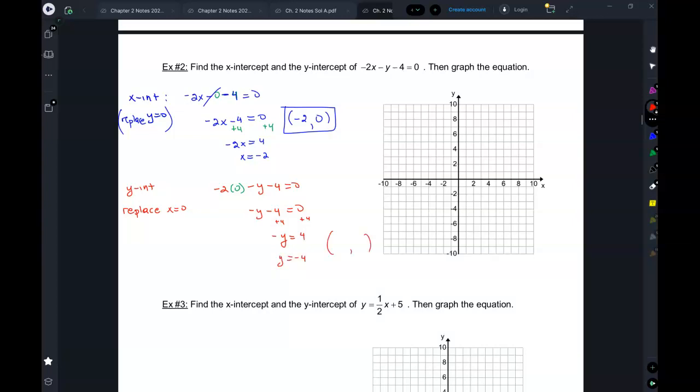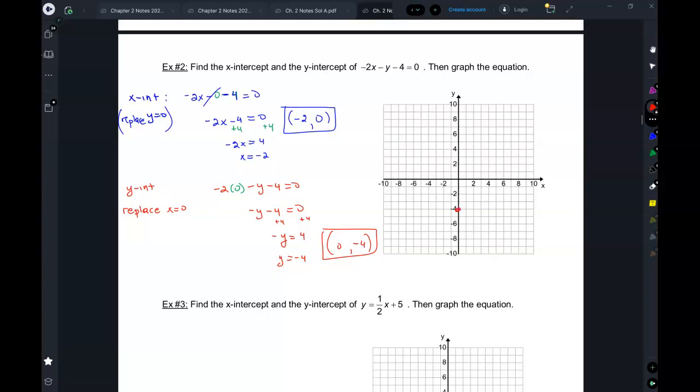So here when I write it, it's going to go 0, negative 4. Right? This is the y-intercept. It goes in the place of the y, and the other number just becomes 0. Okay? Now, let's graph these.